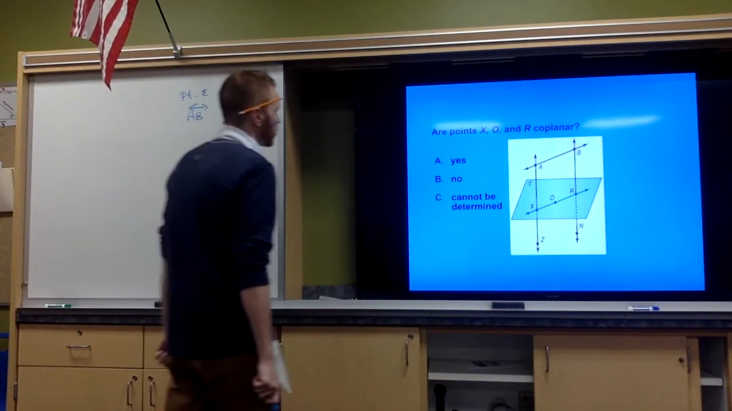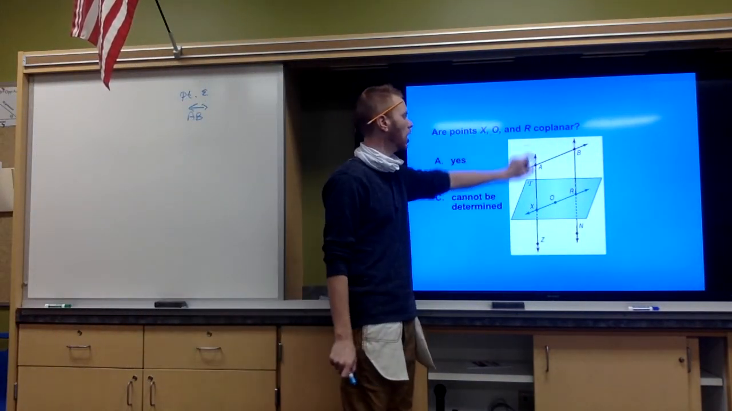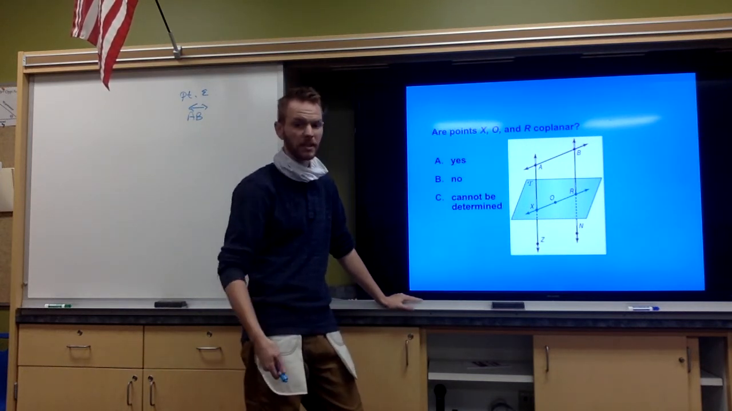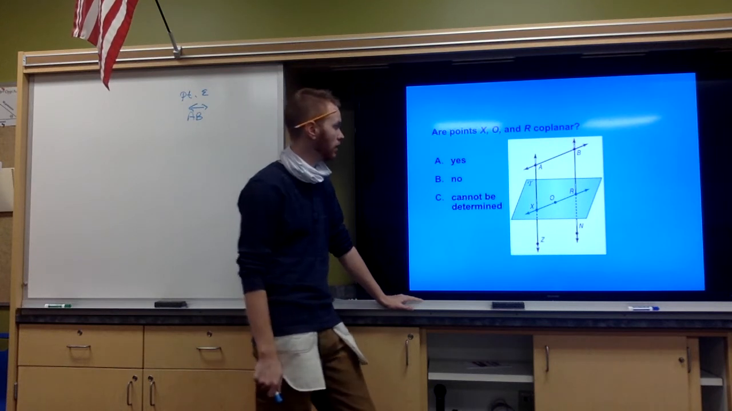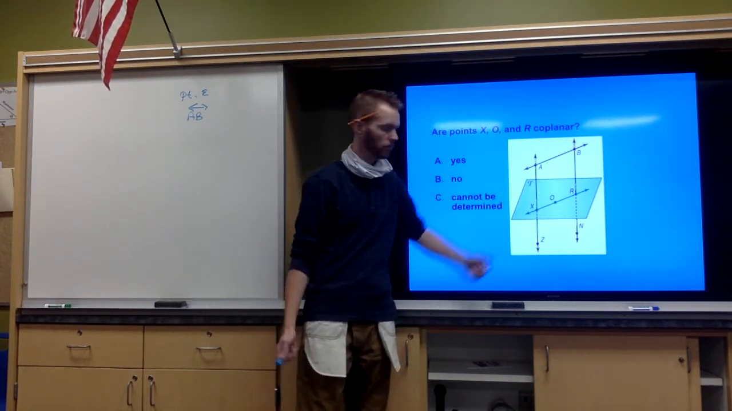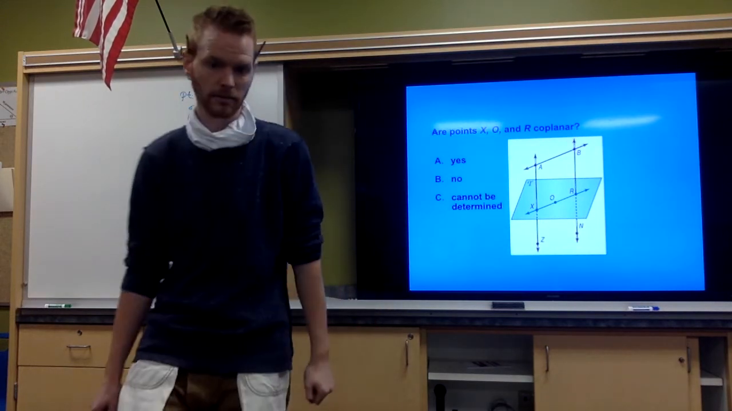Next one, are the points X, O, and R coplanar? Coplanar means that they have to be in the same plane. X, O, and R, are they all in plane T? Yeah, they are. So the answer is yes.